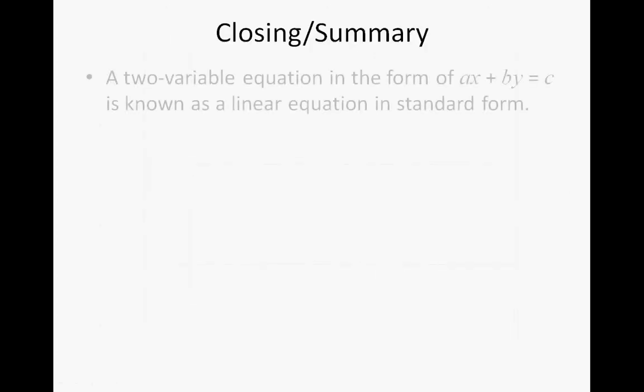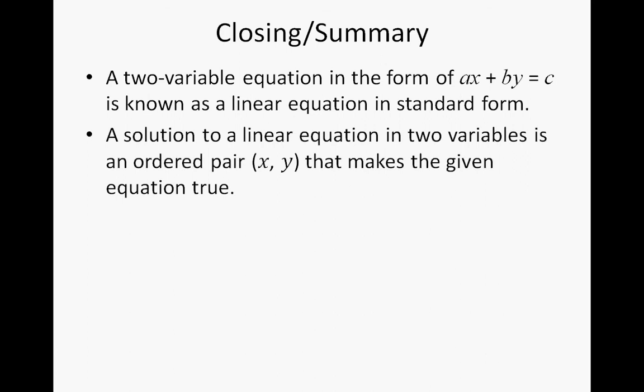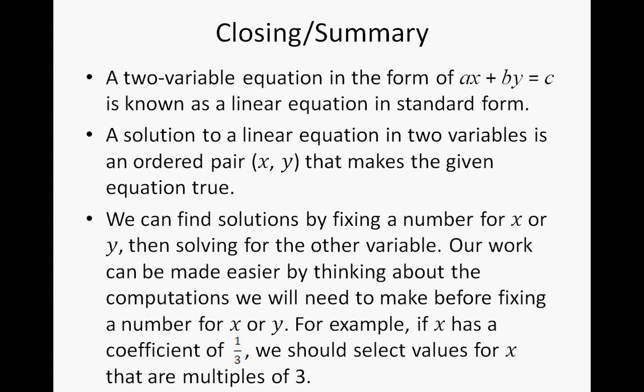Right. So a two-variable equation in the form of ax plus by equals c is known as a linear equation in standard form. A solution to a linear equation in two variables is an ordered pair that makes the given equation true. And last, we can find solutions by fixing a number for x or y, then solving for the other variable. Our work can be made easier by thinking about the computations we will need to make before fixing a number for x or y. For example, if x has a coefficient of 1/3, then we should select values for x that are multiples of 3.